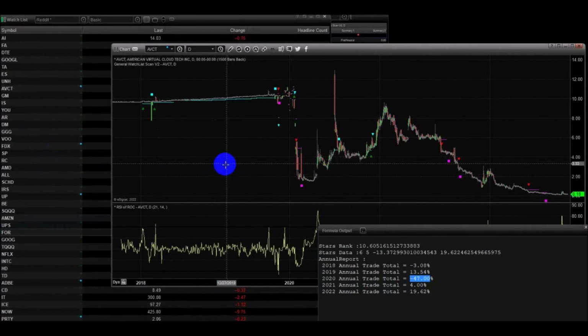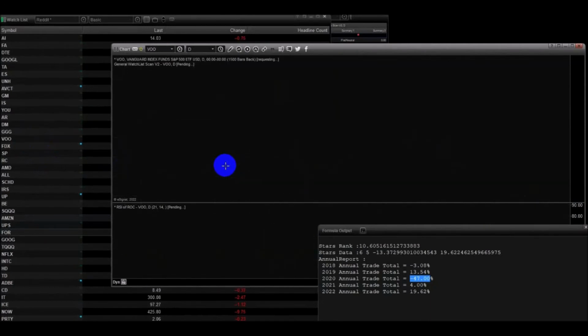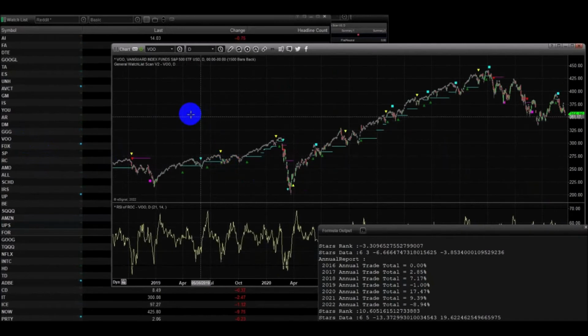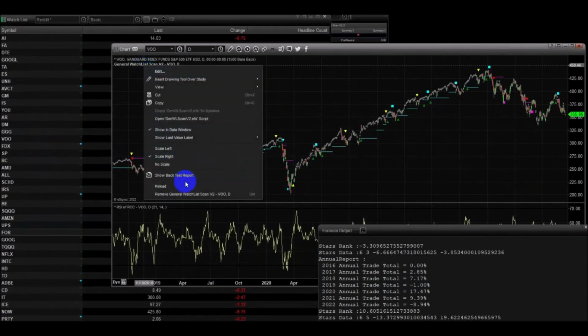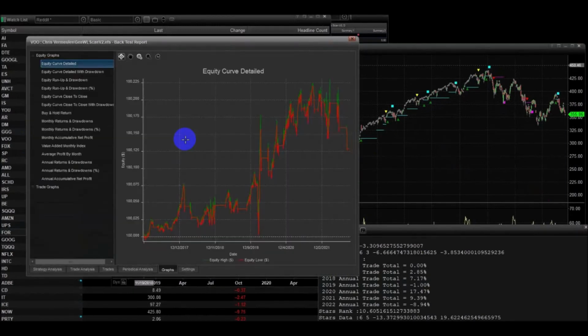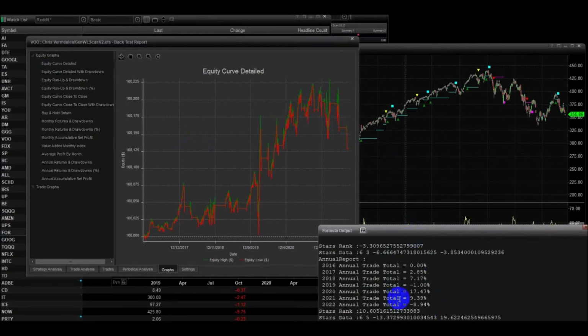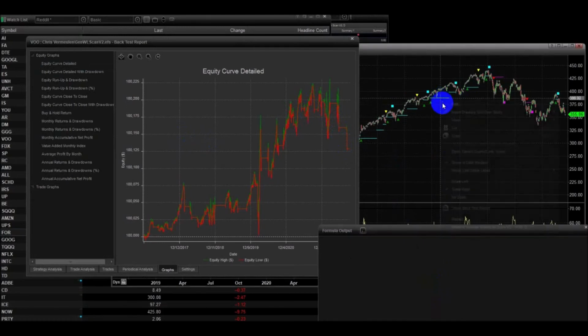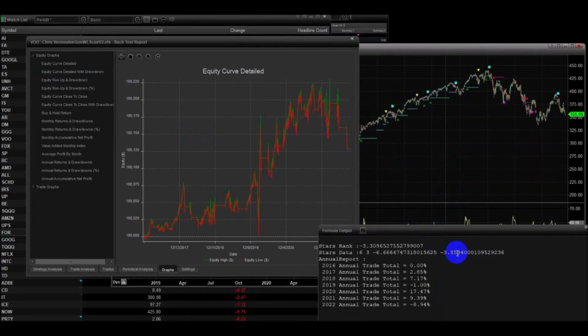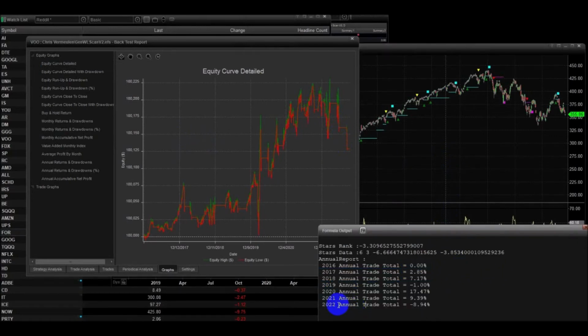Let's try VOO, V-O-O. Okay, VOO is Vanguard Index Funds, S&P. So historically, it has performed moderately well. Recently, it's in a bit of a downturn. And my ranking system is showing, ignore this. Let me clear this and reload. My ranking system is telling us that historically it's done okay. So far for 2022, it has not performed very well.